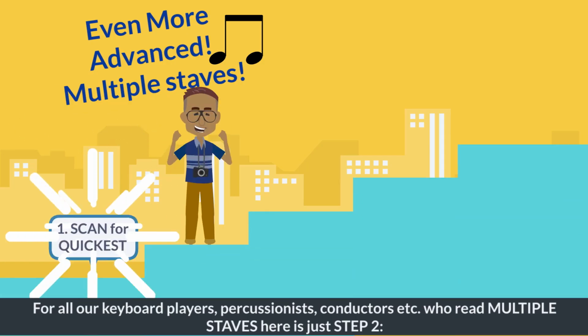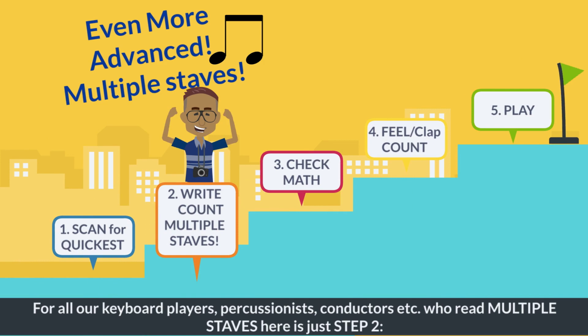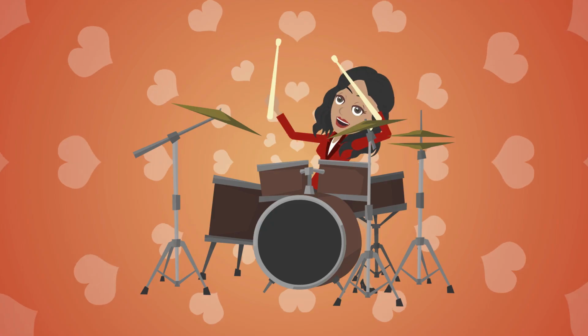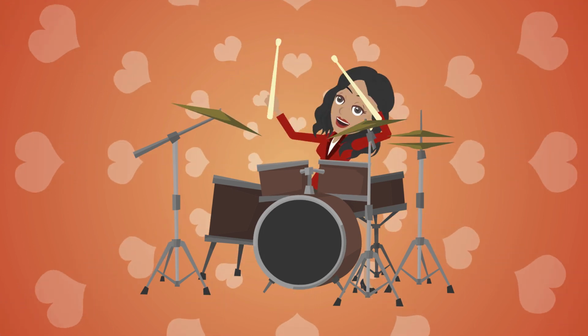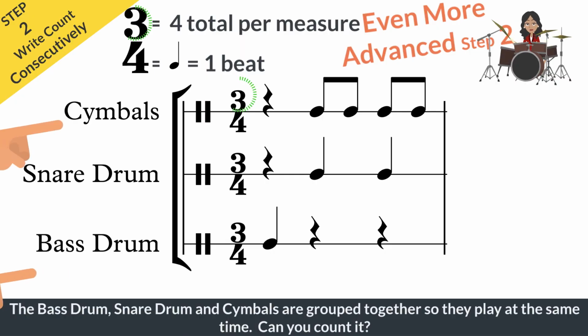For all our keyboard players, percussionists, conductors, etc. who need multiple staffs, here is just step 2. The bass drum, snare drum, and cymbals are grouped together so they play at the same time. Can you count it?